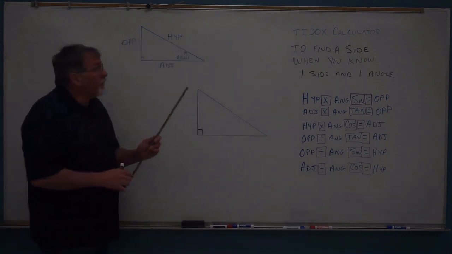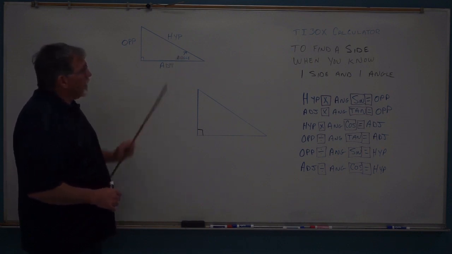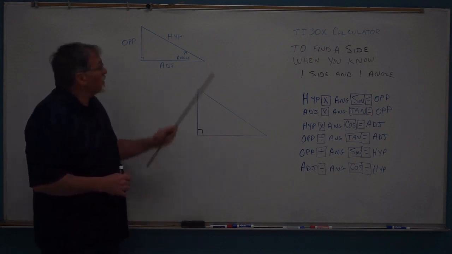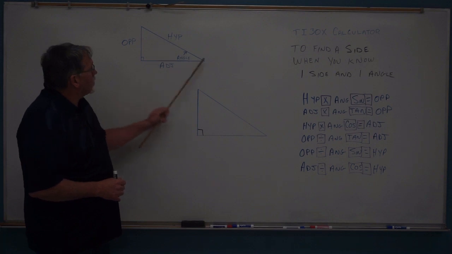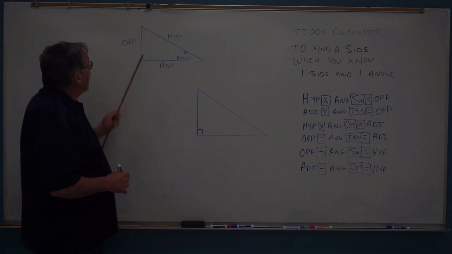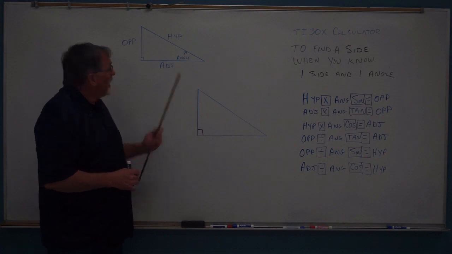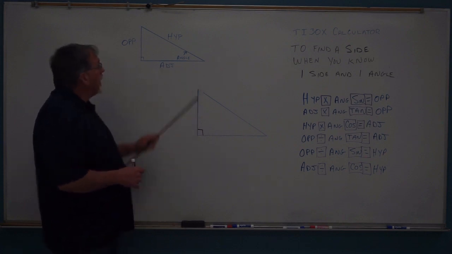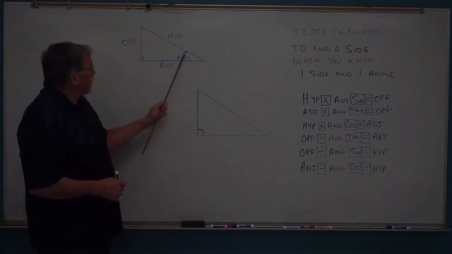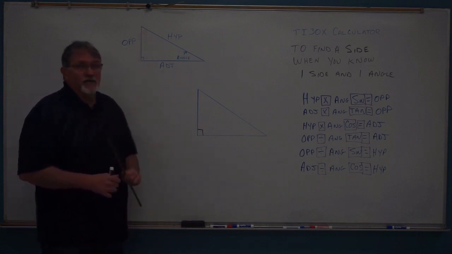As we talked about in previous videos, we have to name our sides. So if this is the angle that we know, that will determine which sides are which. Our hypotenuse is always our longest side. It's the side directly across from the right angle. The adjacent side is the side that touches the angle that we know. And the opposite side is opposite the angle that we know. So if we know this angle, this is our opposite side. If we know this angle, this becomes our opposite side.